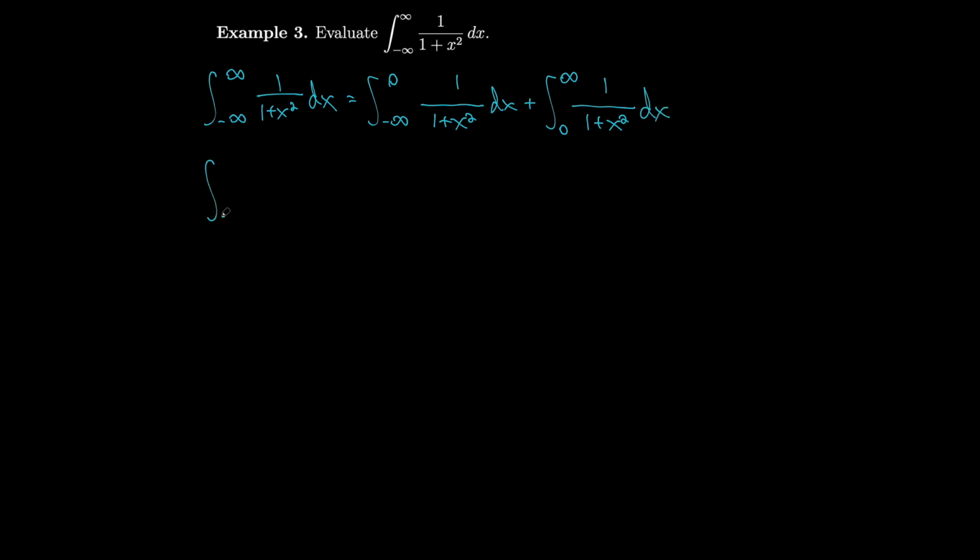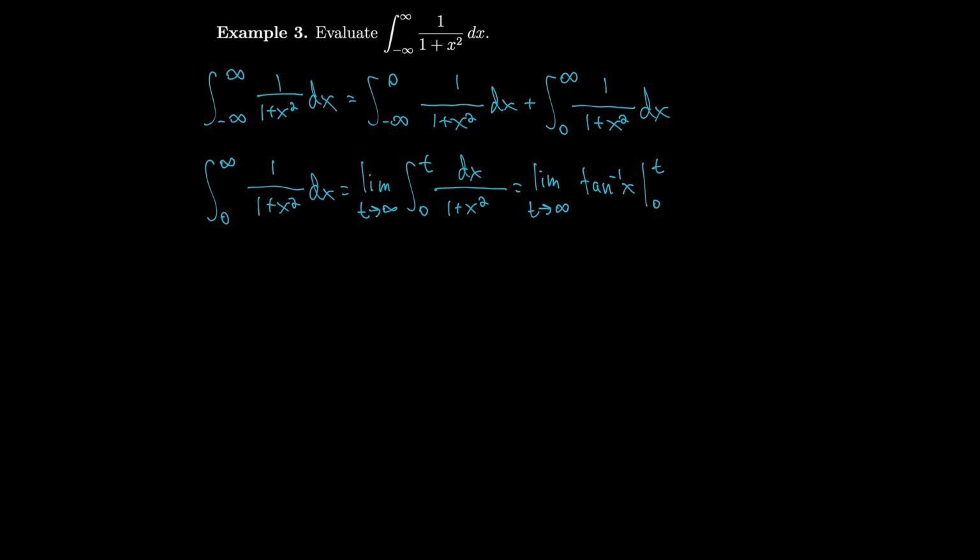So taking a look at the first one, we get the integral from 0 to infinity of 1 over 1 plus x squared dx is equal to the limit of the integral from 0 to t of dx over 1 plus x squared. Well, 1 over 1 plus x squared is the derivative of arctangent, so that's the limit of tan inverse from 0 to t. So that is equal to the limit of tan inverse evaluated at t minus tan inverse evaluated at 0.